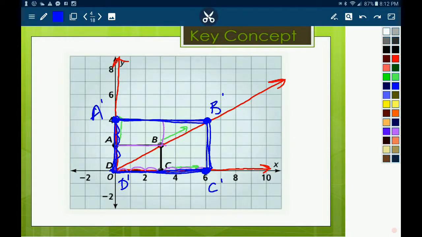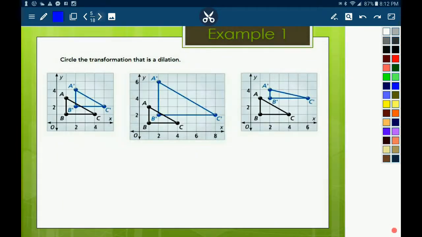Okay, in both those examples, I talked about enlargements. We are also going to study reductions, or making the shapes smaller. So let's take a look at our first example. The only thing I want you to do here is just identify which one of these is actually showing you a dilation.